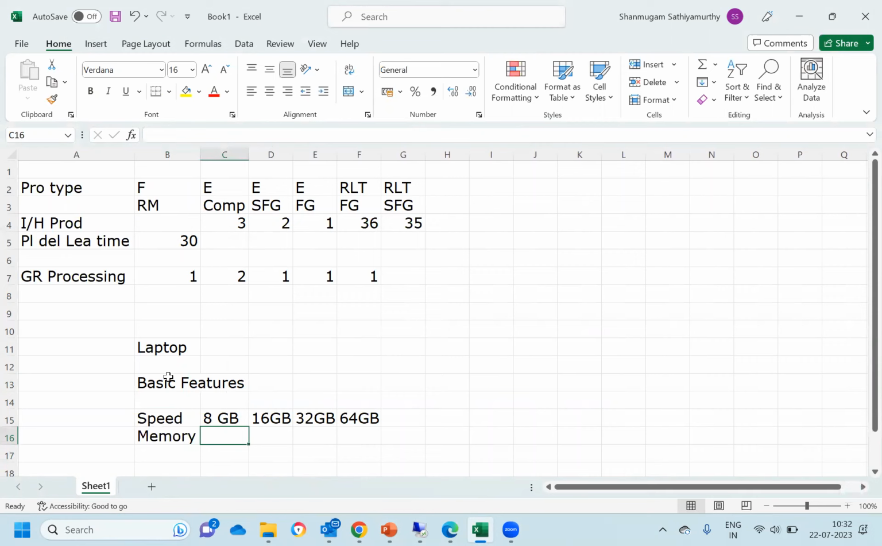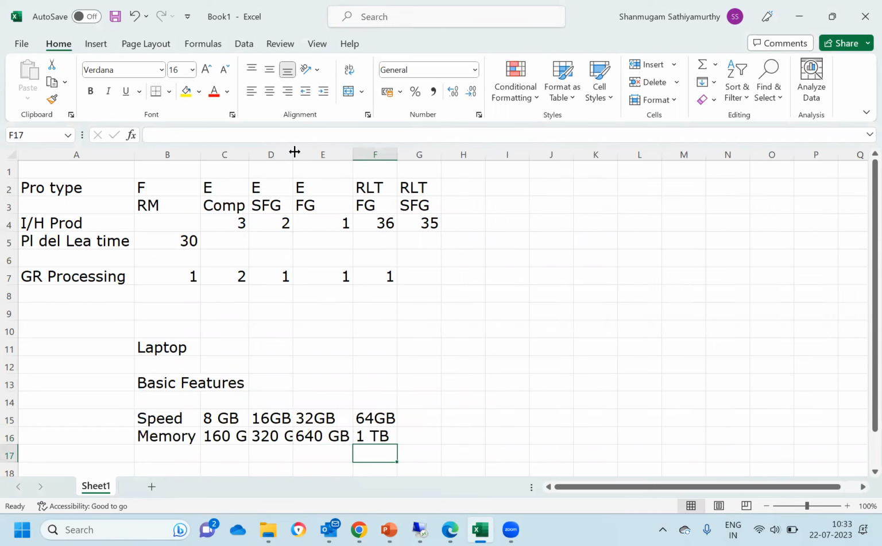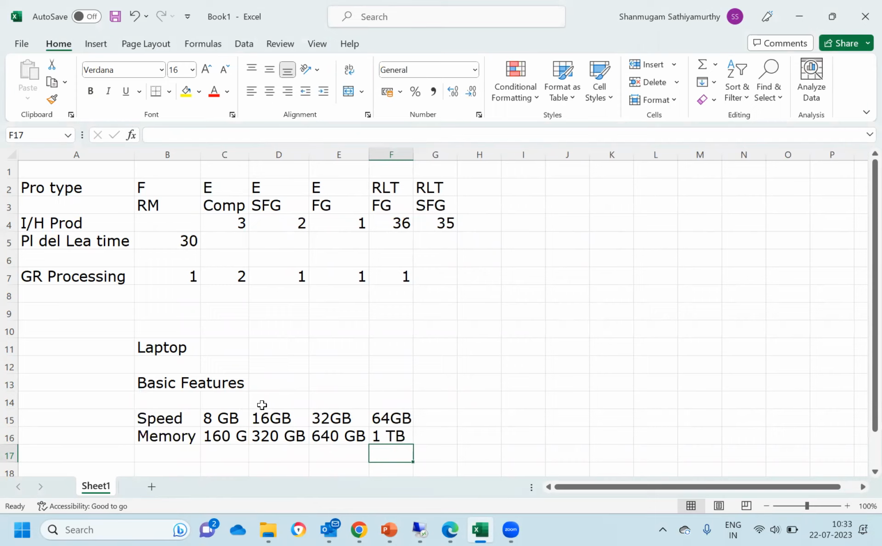this is 160 GB, this is 320 GB, this is 640 GB, for example. Okay, I'm just putting an example. This is 1 TB. These are some examples I have, right? Now, if I keep all this speed, the RAM and ROM as components, the basic feature, the skeleton of the laptop, is ready.